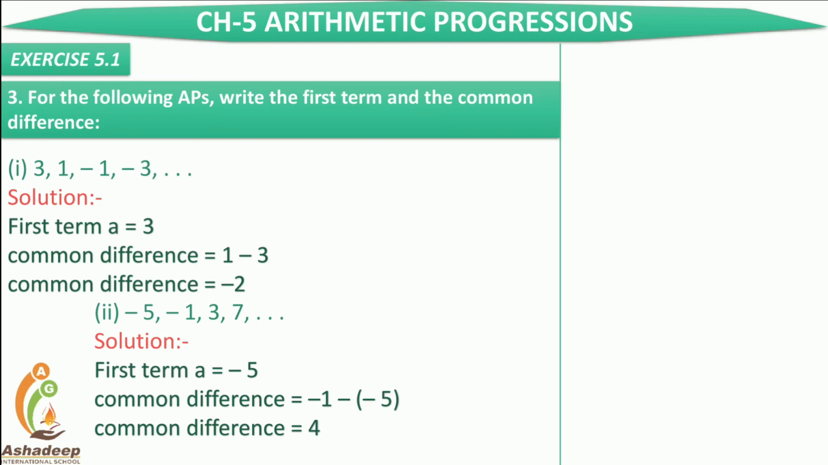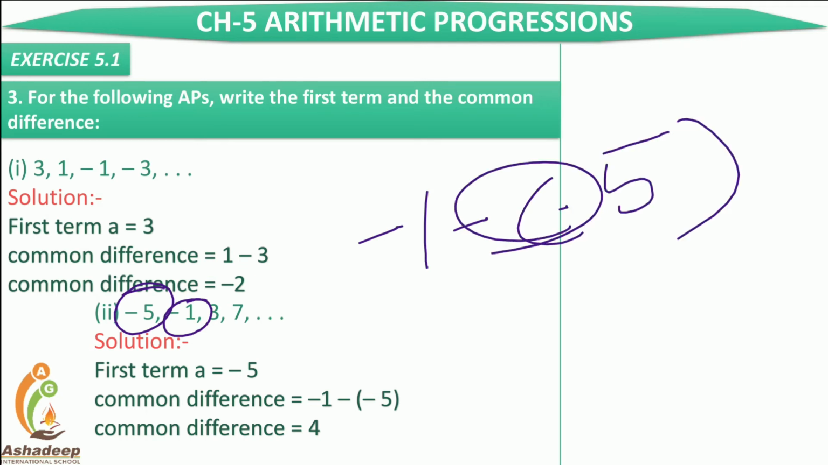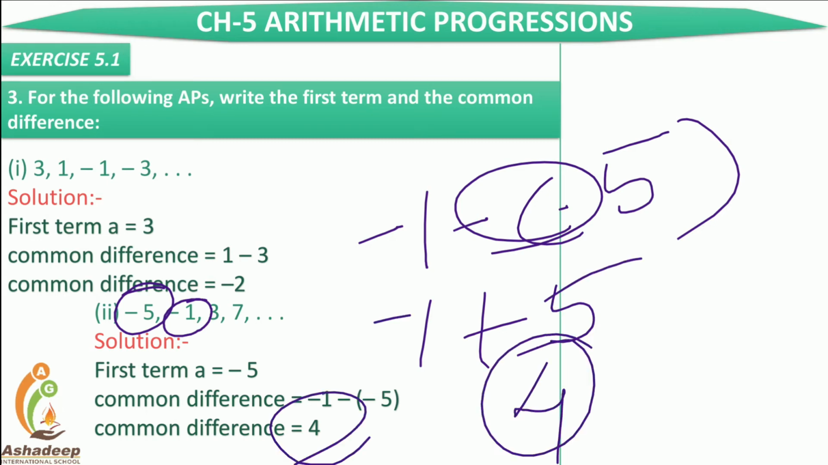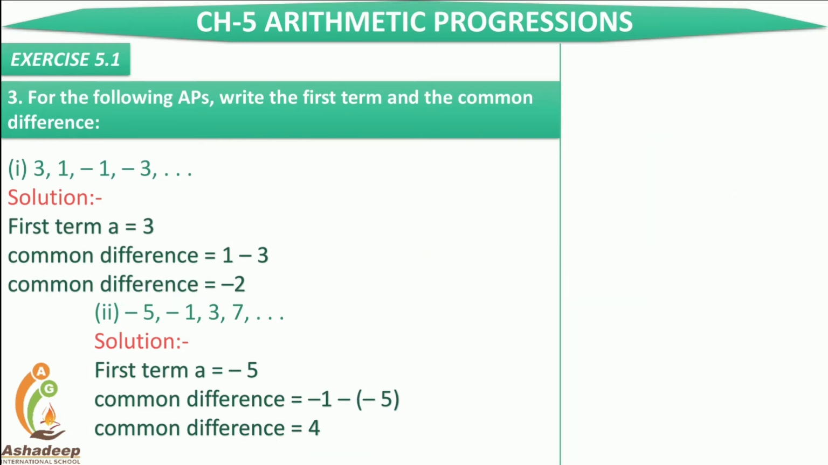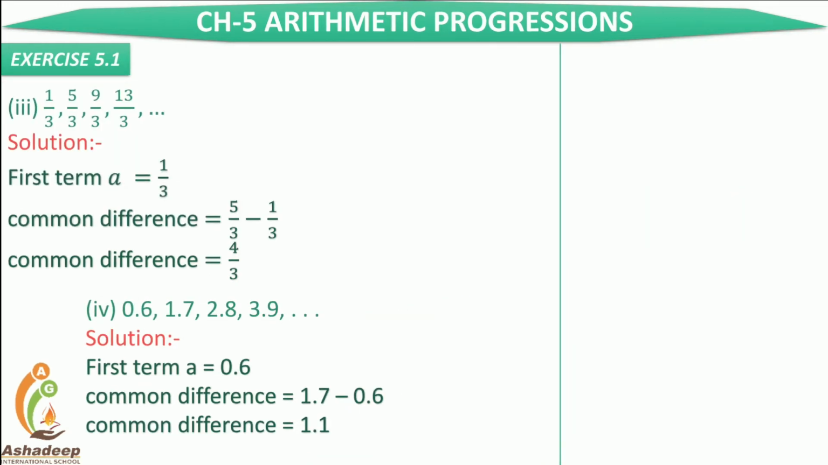What is A1? Minus 5, A1, or you can say A. It is minus 5. Now what is D? D is nothing but A2 minus A1. So minus 1 minus of minus 5. Minus into minus is plus. So minus 1 plus 5 is nothing but 4. So the common difference is 4. Right? Okay.